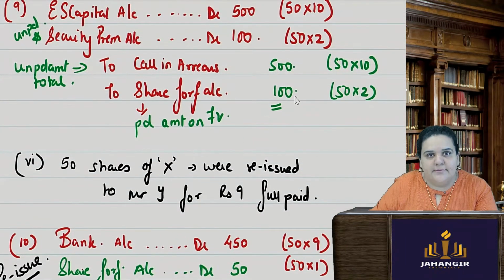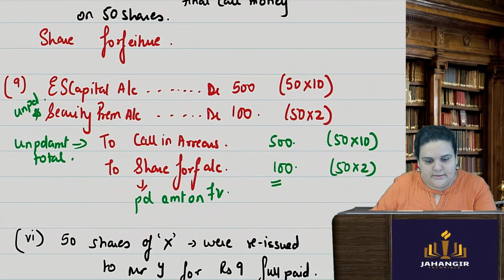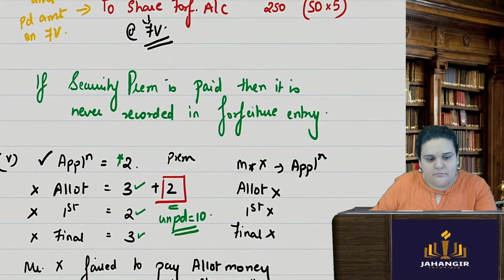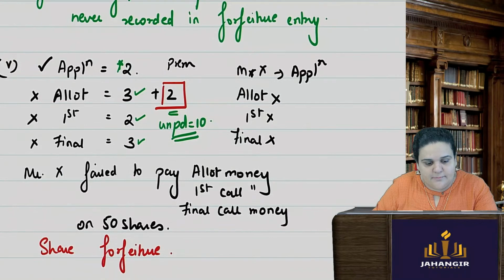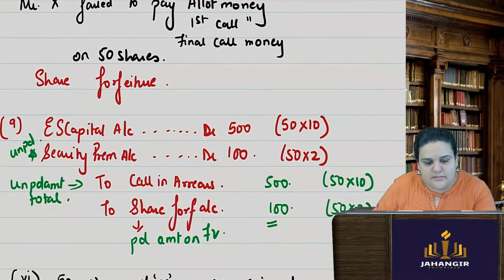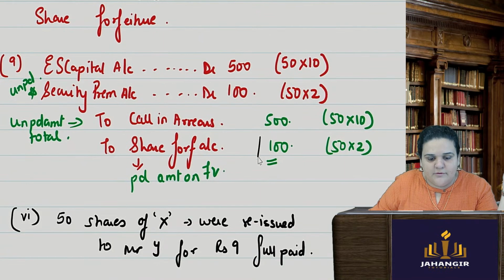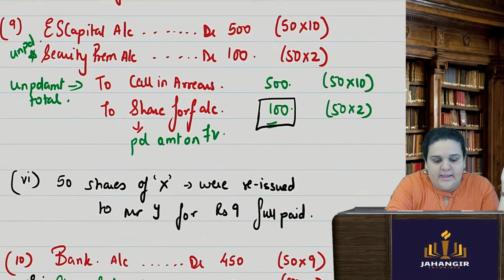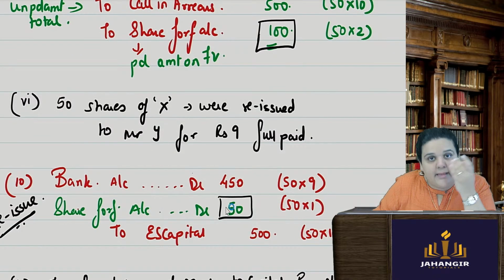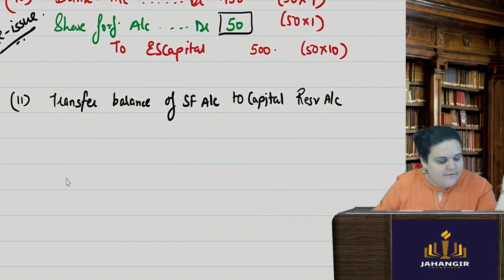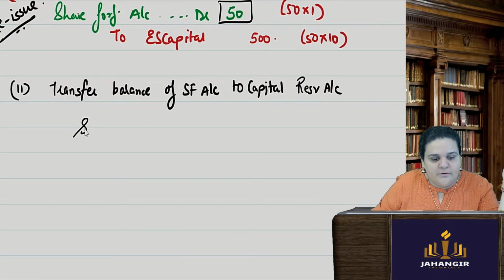As per this example, if you are taking the 9th journal entry, in my share forfeiture 250 rupees were there and I used only 50, so 200 you will transfer. But I am using this last one, the 9th one. In my share forfeiture account there was 100 rupees, and I have now used 50 rupees at the time of issue. So I am left with a balance of 50 rupees, so I will transfer that. So the journal entry will be share forfeiture account debit.